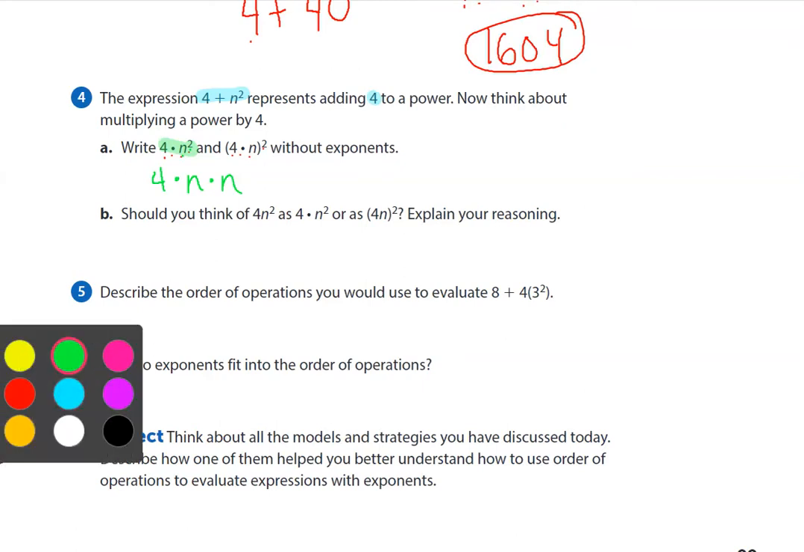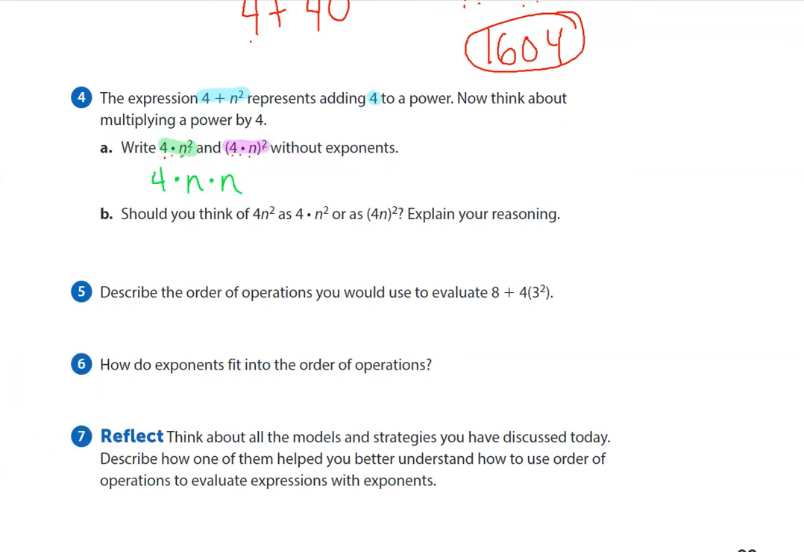Now let's do the other one in purple. So this one now, the exponent applies to the whole thing inside the parentheses, because it's got parentheses. You have to apply the squared to the whole thing. So this is now 4 times n times 4 times n, because I've got to square it out. Which you could also write as 4 times 4 times n times n, because remember, multiplication you can mix around. But, you know, whatever.